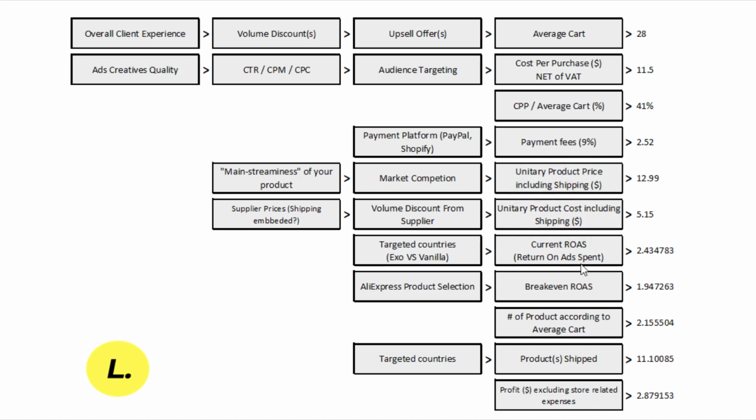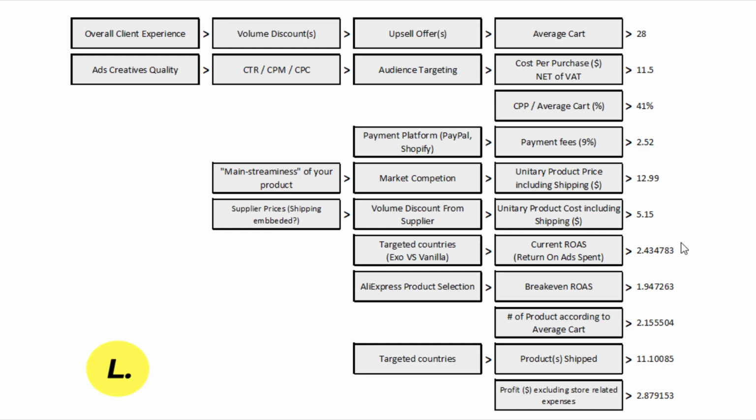So we have the ROAS. Some of you may never have heard about ROAS. ROAS stands for return on ad spend. This is super helpful, guys. If you want to compute your current return on ad spend, it's better to use your average cart and you divide that by your average cost per purchase. So then, for example, here it's 2.43, which means that for every dollar that I'm spending on ad, I get back in return 2.43. But now the question that you need to ask yourself is, what is the break-even ROAS?